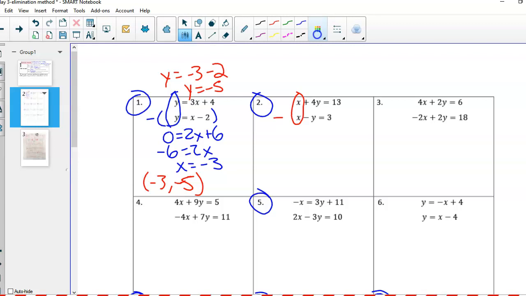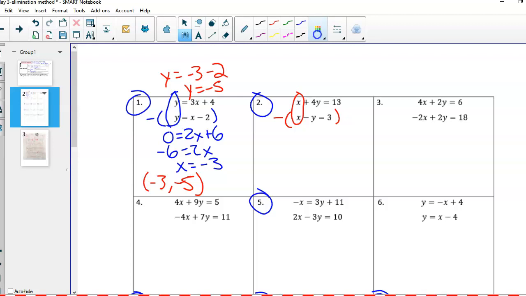We will not always subtract, so don't assume that. We will do some examples where we add, so relax. Whatever variable you're trying to get rid of, do that. If they're positive, you subtract. If it's a negative, you add. You want to get 0 for one of the variables.